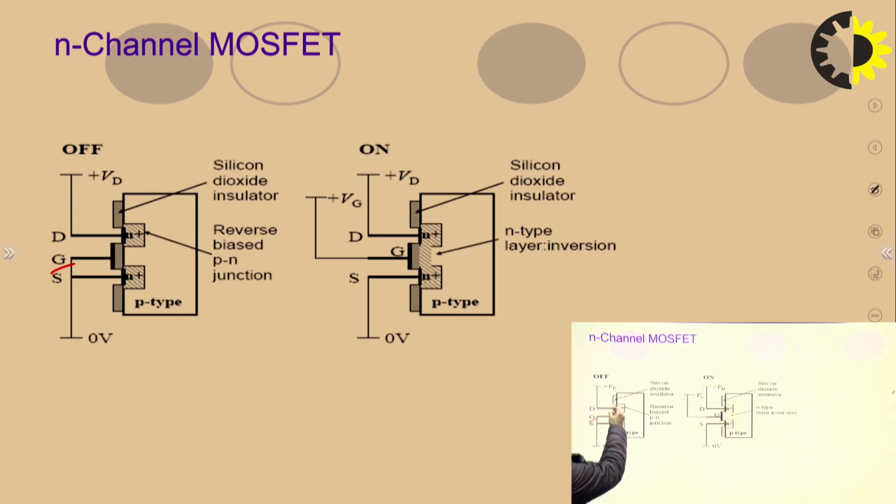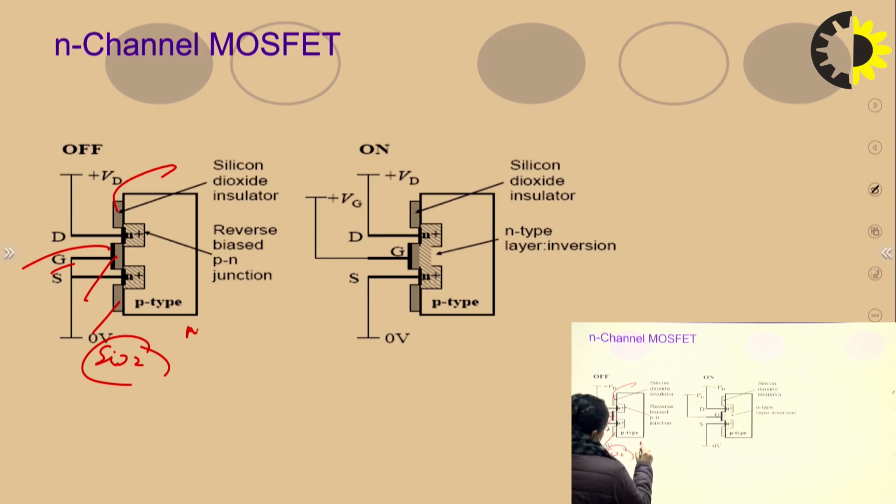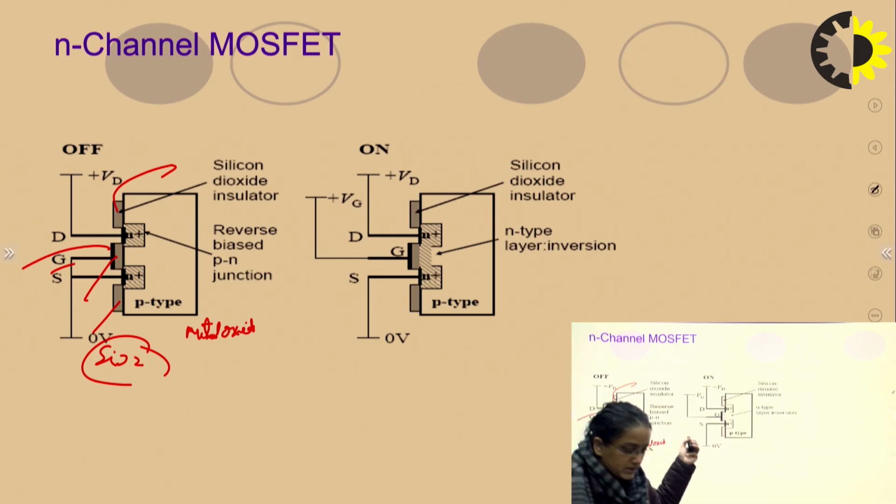This is the layer of silicon dioxide, which basically provides insulation, the insulating layer, that is SiO2. This is the layer of metal oxide. Why metal oxide? Because we are protecting this gate terminal from the applied voltage, which would otherwise result in a large flow of current and damage the device.